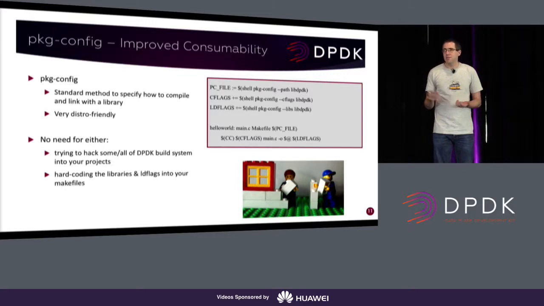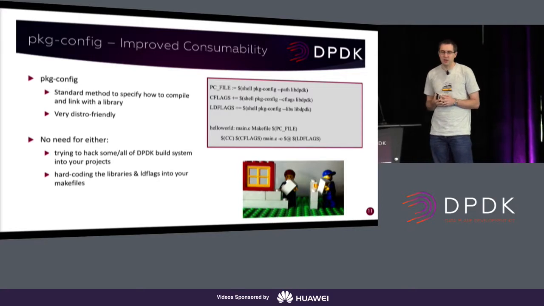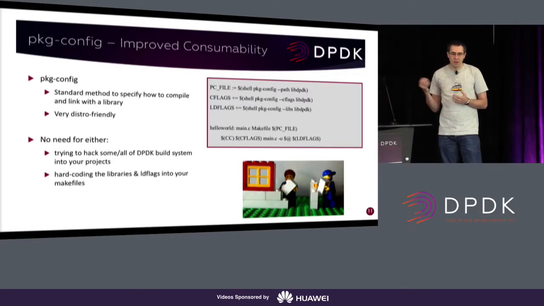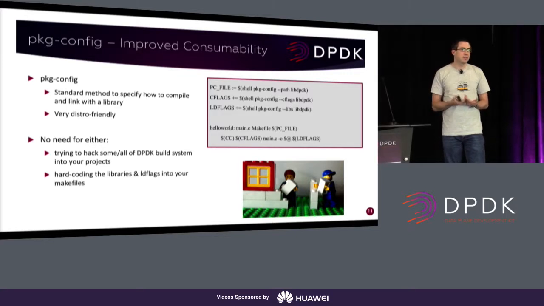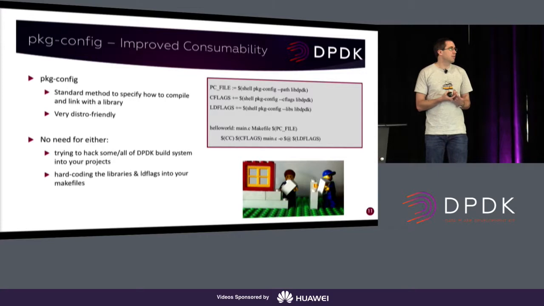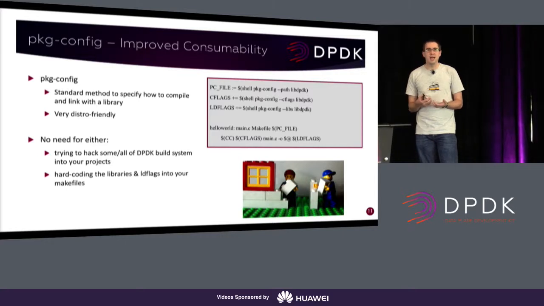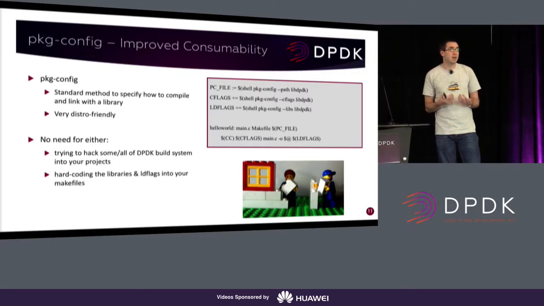Okay? An example of how you use pkg-config is shown there on the top right of your panel there. So what you do with pkg-config is you query it for your C flags or your LD flags or your libraries that you'd use when compiling your application. You can also query it for the path to the config file itself so that you can use that as a dependency inside your own makefiles.